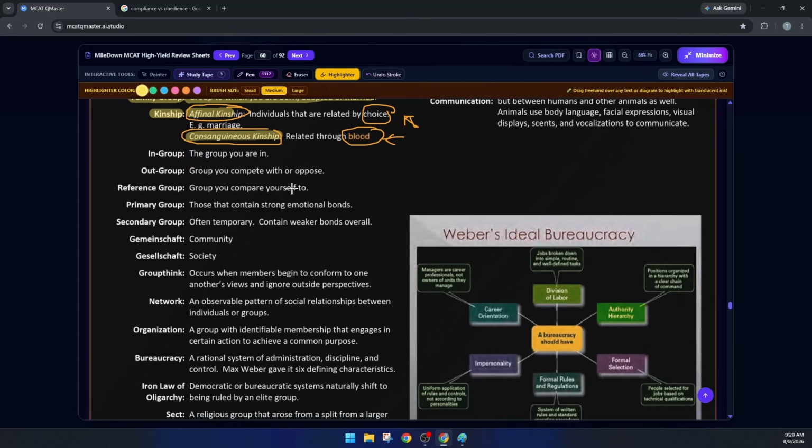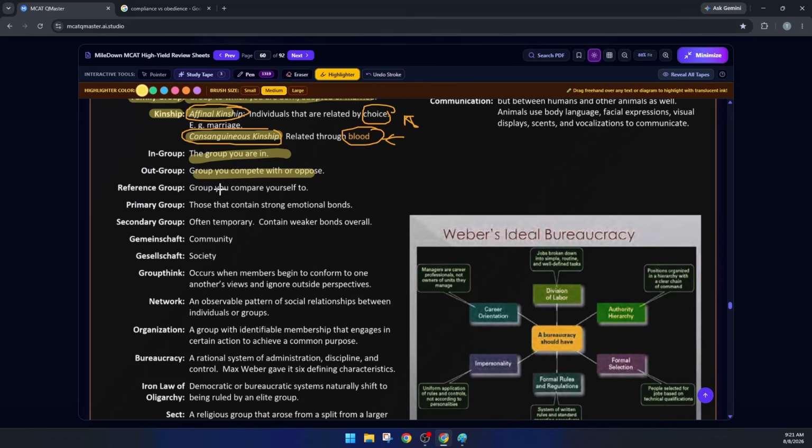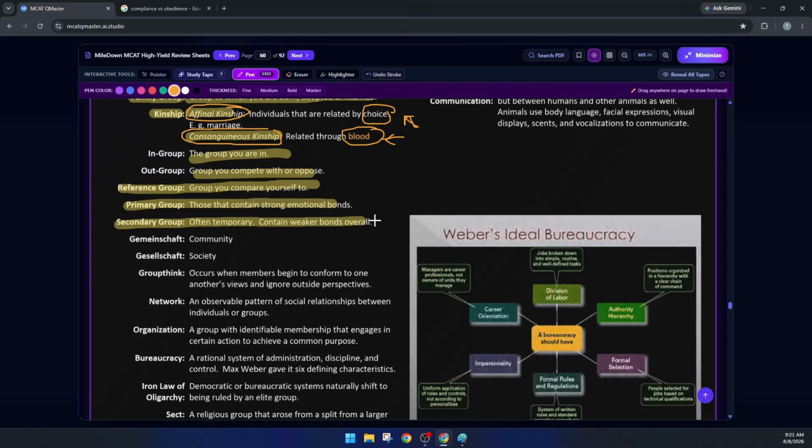All right, in-group and out-group. It's also important to know the difference between the two. In-group is the group you're in. Out-group is the group you compete with or oppose, so you're not really in that group, you don't really affiliate with them. Reference group is a group you compare yourself to. Primary group is those you have strong emotional bonds to. Secondary group is where you have weaker bonds to these people. So this might be something like your coworkers, unless you have really strong emotional bonds with your coworkers, but it could be classmates, for example. Maybe that's a better example, weaker bonds.